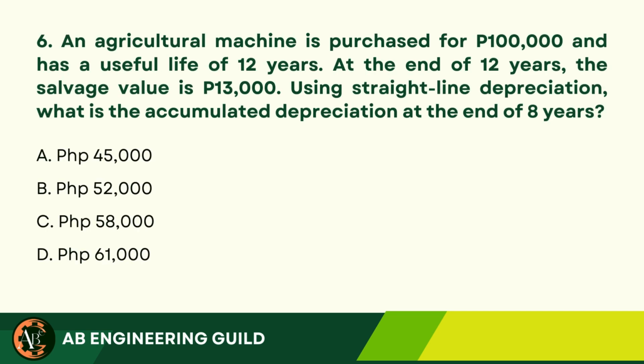Number 6. An agricultural machine is purchased for 100,000 pesos and has a useful life of 12 years. At the end of 12 years, the salvage value is 13,000 pesos. Using straight-line depreciation, what is the accumulated depreciation at the end of 8 years?